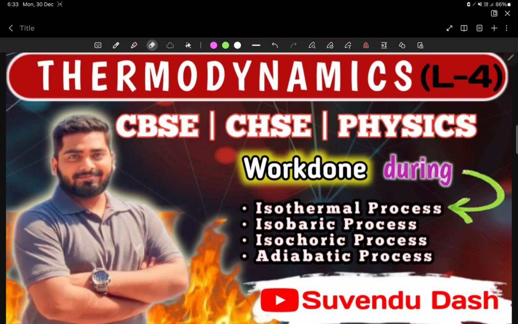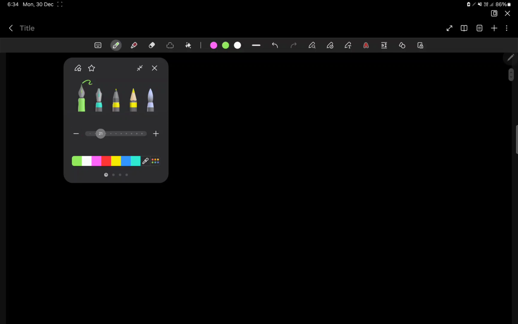In today's class we will discuss thermodynamic work done during isothermal process, isobaric process, isochoric and adiabatic process. So let's start the topic. We will discuss in today's class the work done during different thermodynamic processes. First is work done during isothermal process.